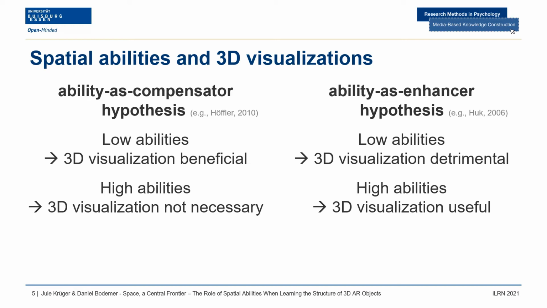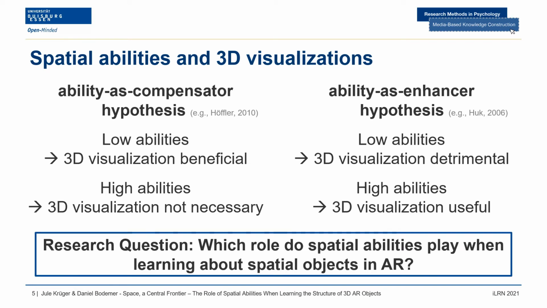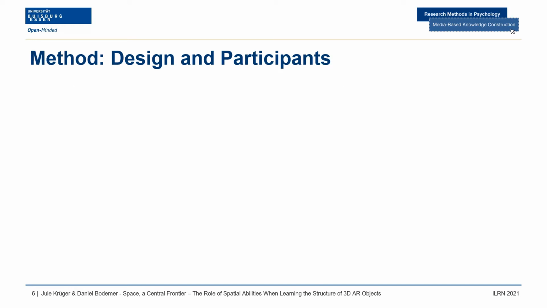In the current study, we wanted to further explore the role of spatial abilities in the specific case of learning with an AR 3D visualization, which may differ from learning with the usual 3D visualization. Our research question was, which role do spatial abilities play when learning about spatial objects in AR? We executed a pilot study with which we want to underline the importance of research on the role of spatial abilities when learning about 3D objects in AR.